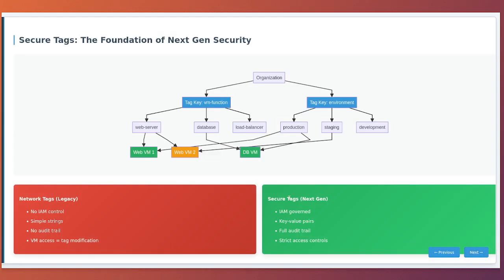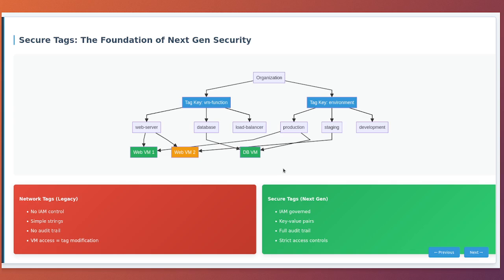Understanding secure tags architecture. This diagram illustrates the hierarchical structure of secure tags and how they enable sophisticated virtual machine classification. At the organization level, we create tag keys that define categories like virtual machine function and environment. Under each tag key, we create specific tag values. For example, under virtual machine function, we might have web server, database, and load balancer. Under environment, we could have production, staging, and development.